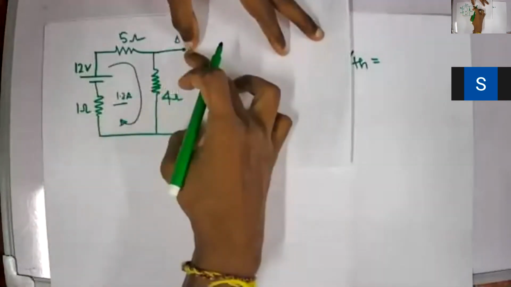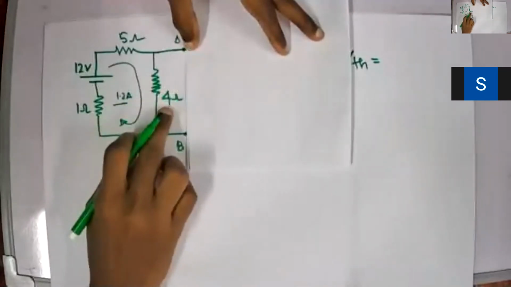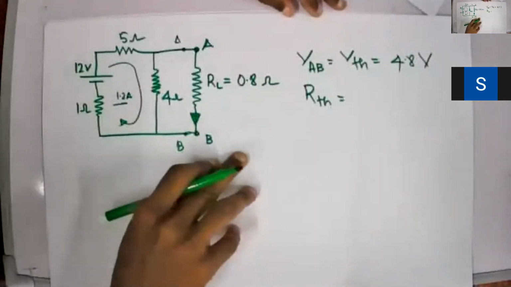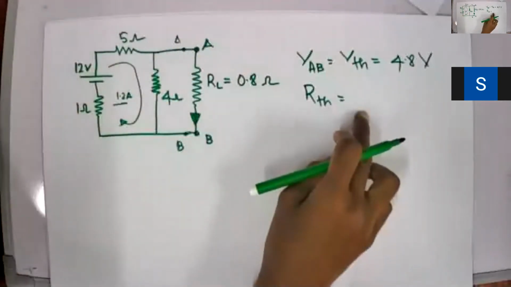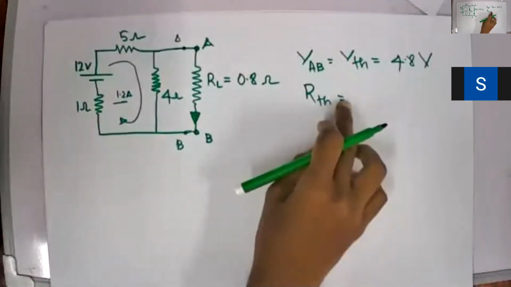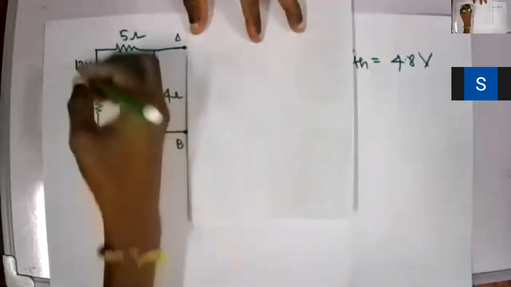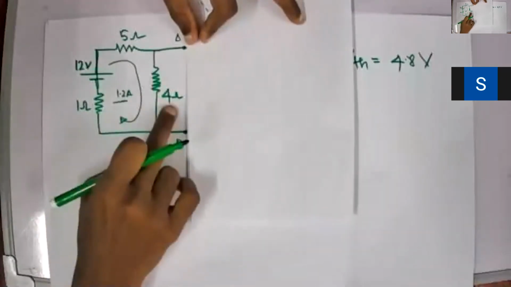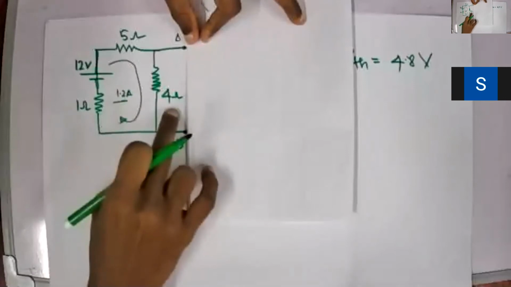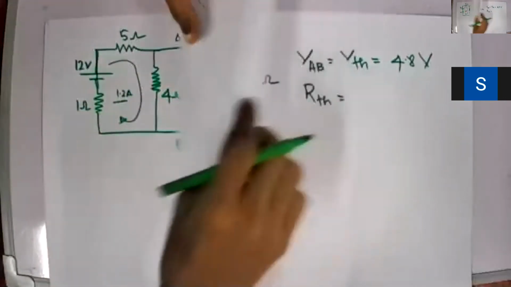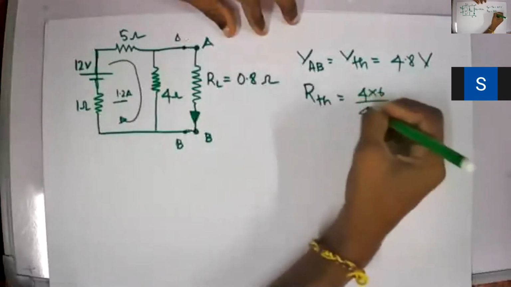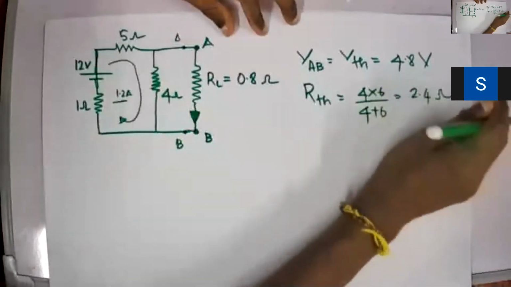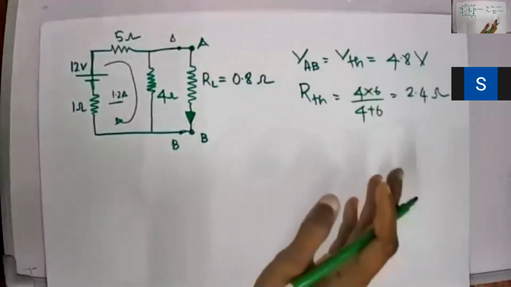And then what will be VAB? Simply 4 into 1.2, 4.8 volts. Then what is RTH? If you open circuit A and B, and then you short circuit the source, look here, 4 ohm parallel with 5 plus 1, which is 6 ohm. So 4 parallel 6 means 4 into 6 divided by 4 plus 6, which is 24 divided by 10, 2.4 ohms. Which is very simple.